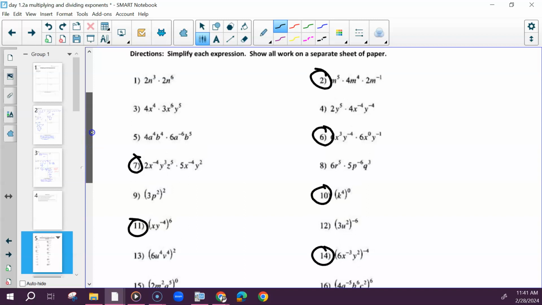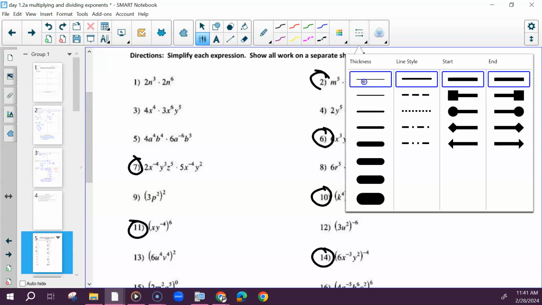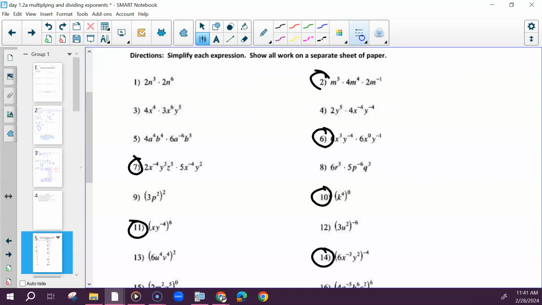So starting with 2, if we were using our rules, we could multiply the numbers out front, so that would be 8, and add all the exponents since we have the same like base. So 5 plus 4 is 9, minus 1 is 8. Questions on that one?